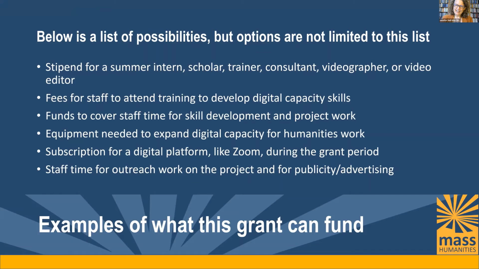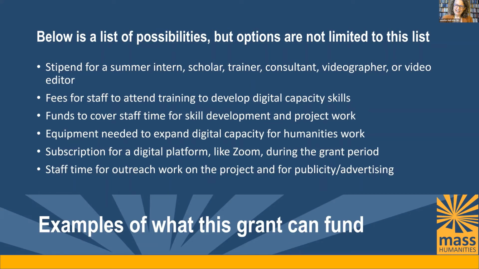If the kind of skill development that your staff needs or the project work that they're going to be doing takes up staff time, and you want to use our funds to cover the cost of their staff time, you can use our funding for that. Equipment that you might need to develop digital capacity needs to be for the humanities dimensions of the work, but you can purchase equipment with this grant. So maybe you need a digital video camera, maybe you need a tripod, whatever it might be. As long as you have an argument for it and can show us that it's connected to the humanities work, then we can cover that.